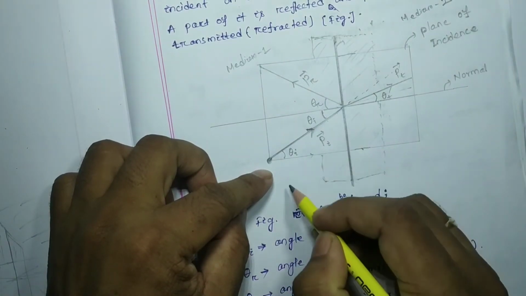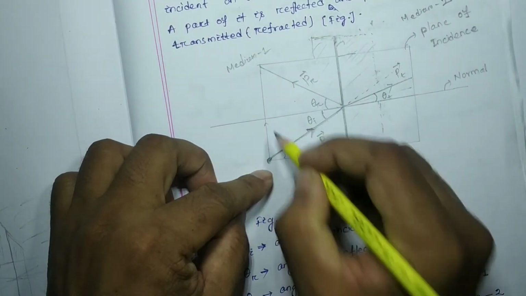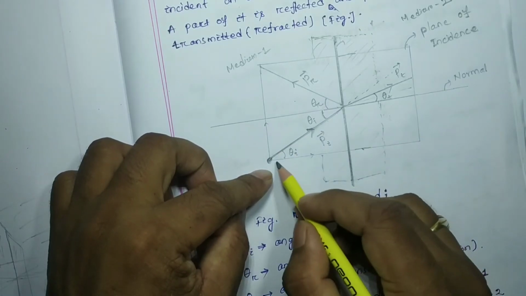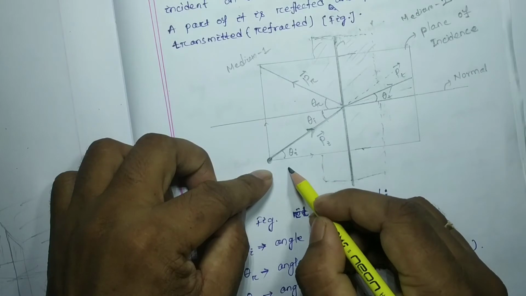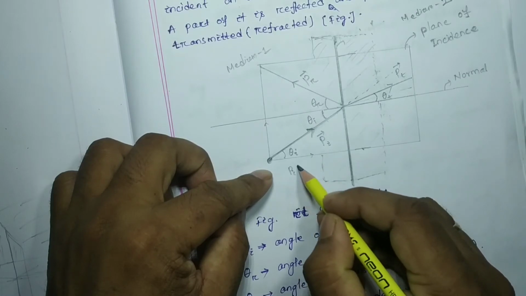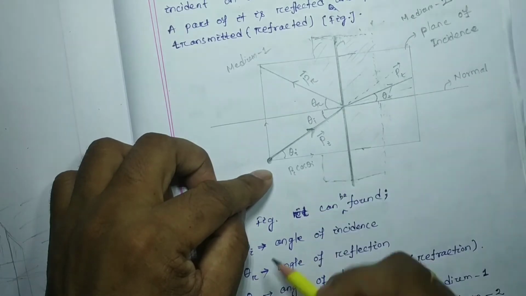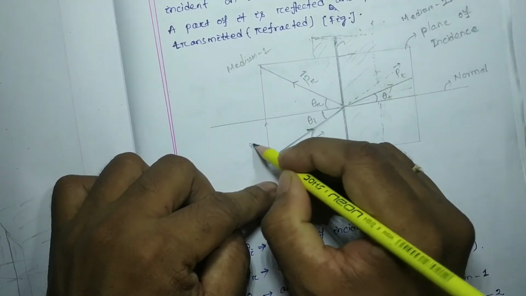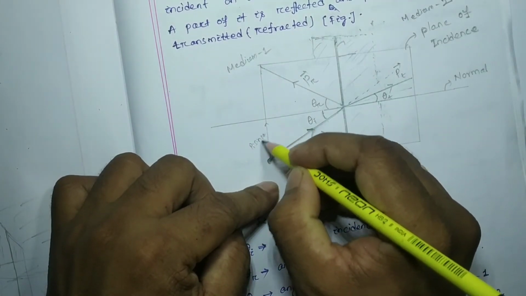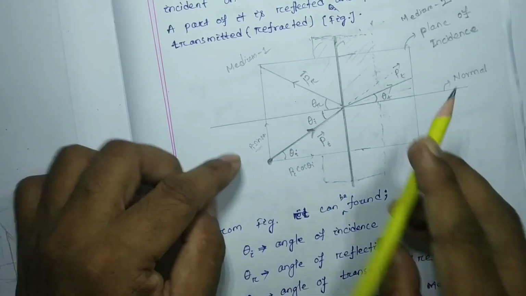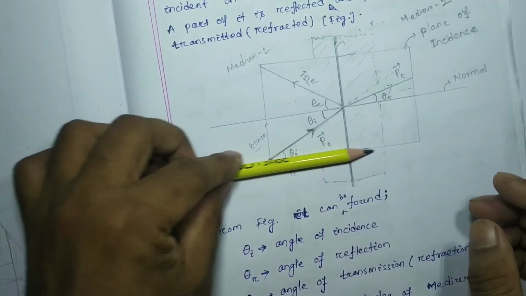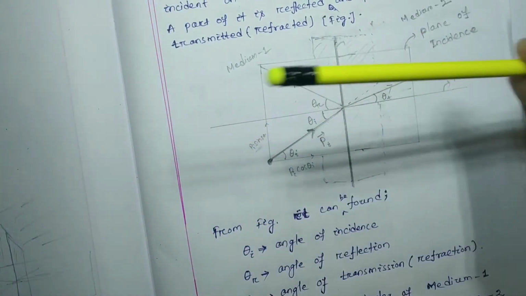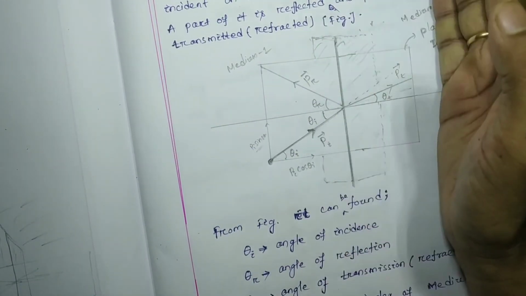Along this one component, along this one another component, right? This way it will be what? Pi cos theta I, yes or no? This way Pi cos theta I, and this way Pi sin theta I. Okay, so the power which is incident normally will penetrate this interface properly.